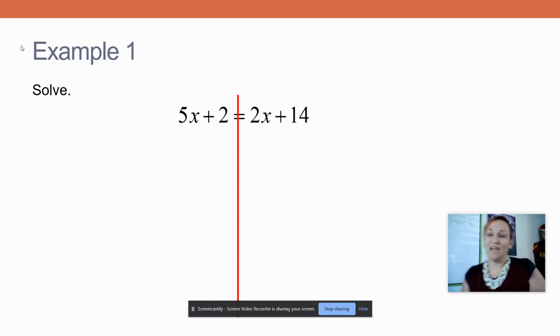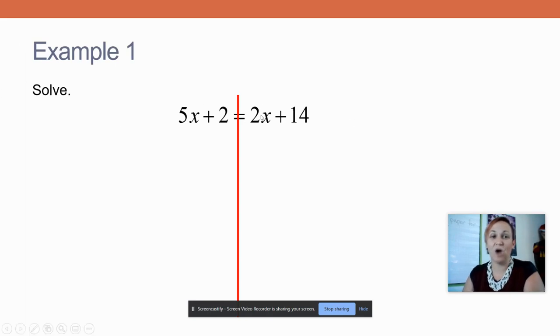The first thing I want to do is get both of my variables onto the same side of the equal sign so that I can combine them together. It does not matter which variable you move first. I have a personal preference. I like to move the smaller of the variables. That way, when I'm done moving it, I can be guaranteed to have a positive variable.